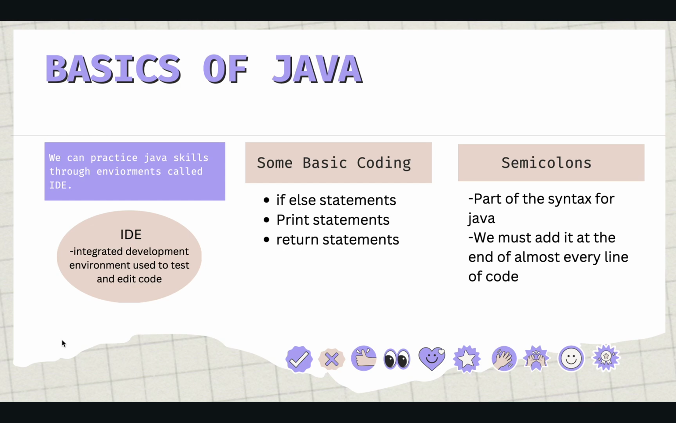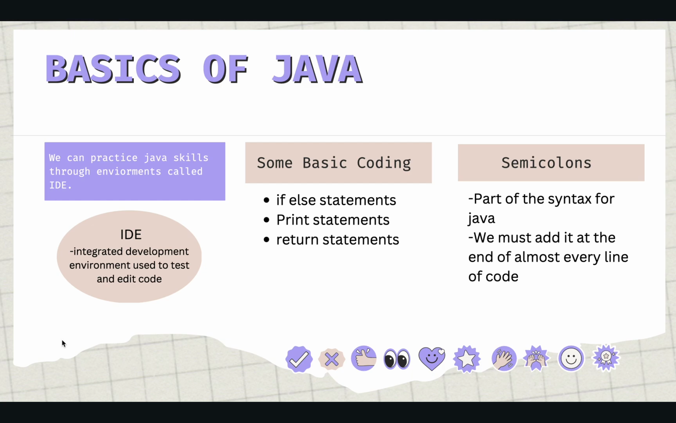So this is some basic coding examples, which are probably a little bit complicated for beginner programmers, but I think it's a really great way to see what Java can do in a simplistic way. Some of these are if else statements, print statements, and return statements. And finally, there are semicolons.